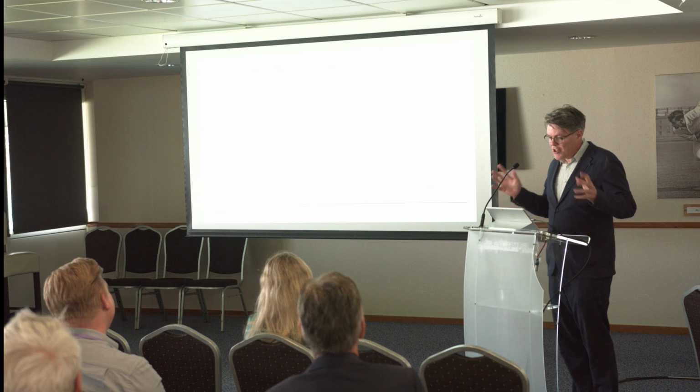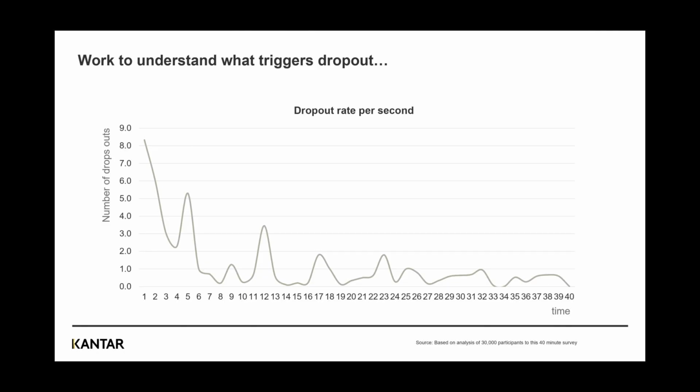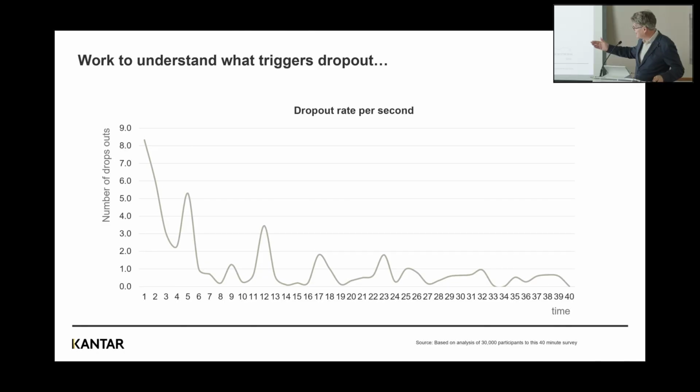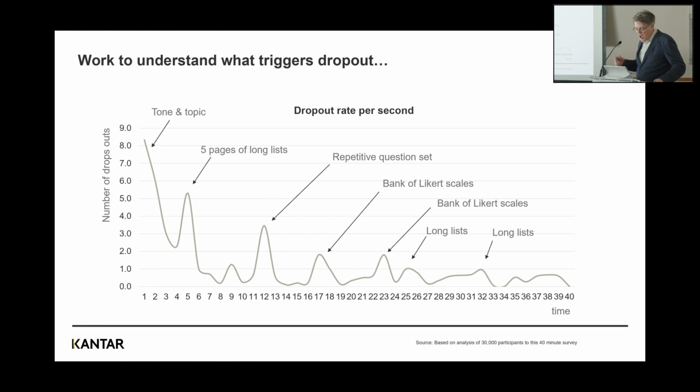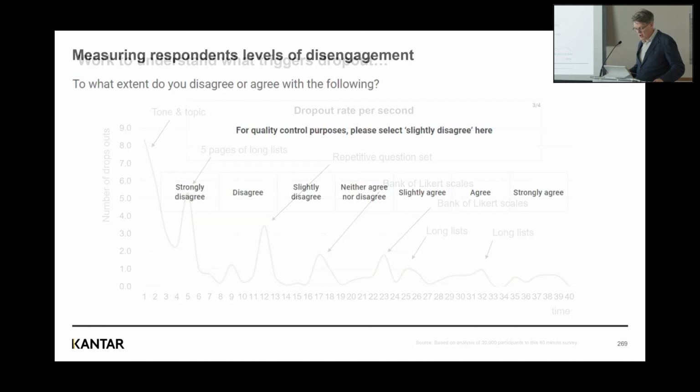Anyway, we've done a lot of looking at what actually triggers dropout. This is a non-typical, quite long study. These are the factors. You study the peaks of dropout, and first of all, there's the tone and spirit of the survey. They get a sense of what it's going to be like, and they think, no, it's not for me. And then all the other peaks in dropout were to do with essentially lots of repetition and lots of reading. Repetition and Likert scales are the killer of respondent attention.